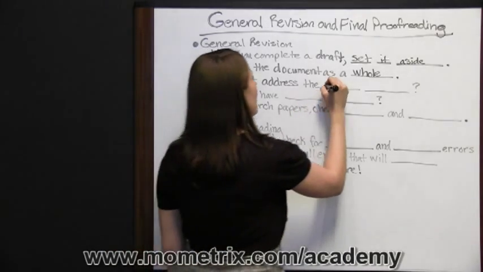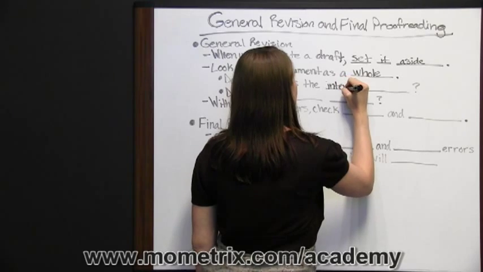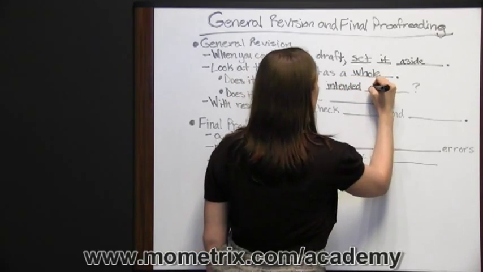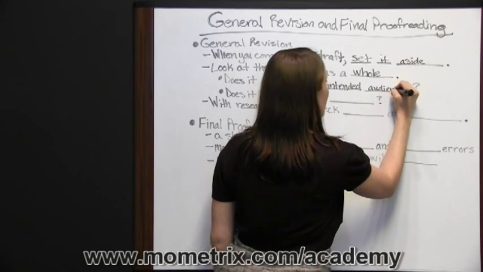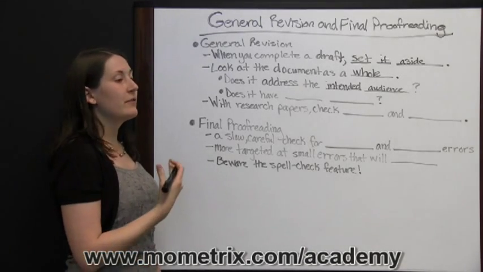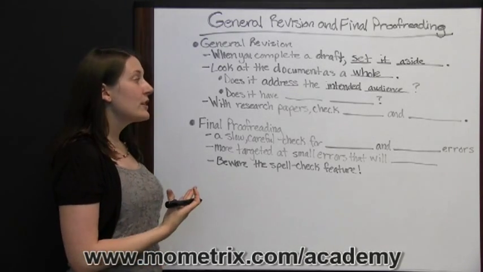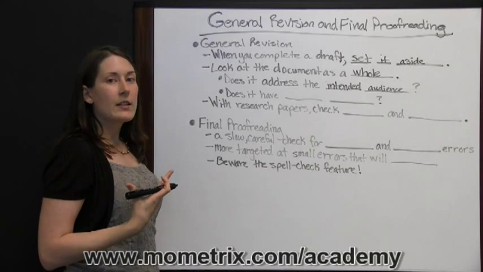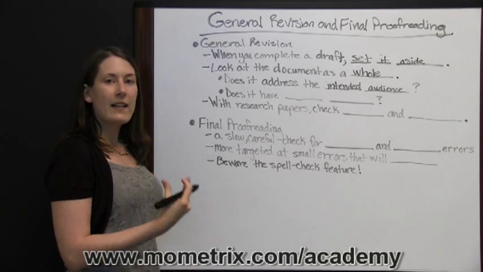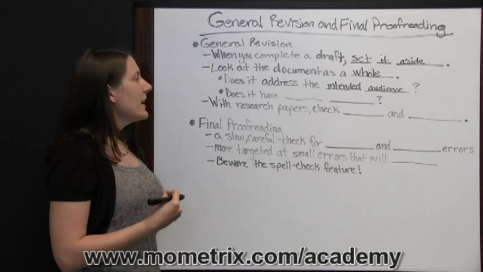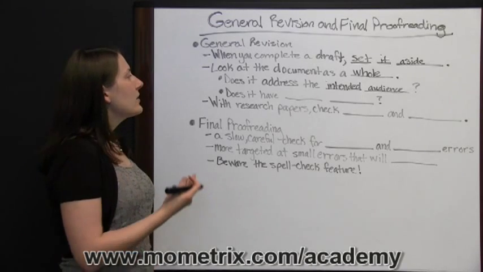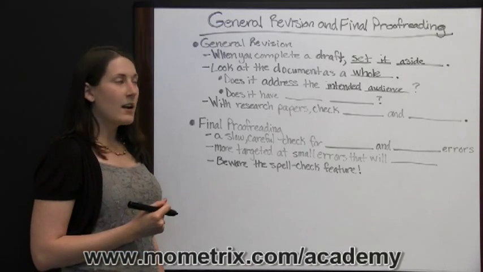Does it address the intended audience? You were supposed to know who you were writing to. You should have been aiming at a specific audience. Was it for children? Was it for adults? Was it for peers? Was it for your teacher? Was it for a supervisor? You want it to address the intended audience. Is it written to that level of style? Is the tone correct? Is the language you used appropriate? So you want to make sure it addresses the intended audience.